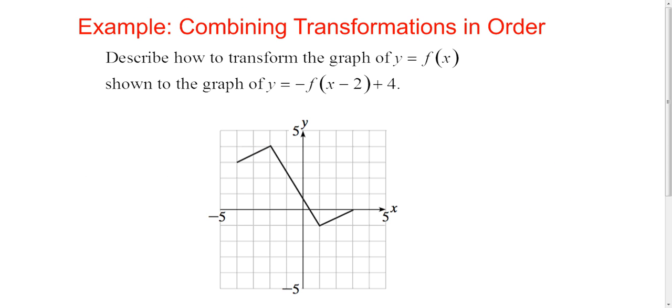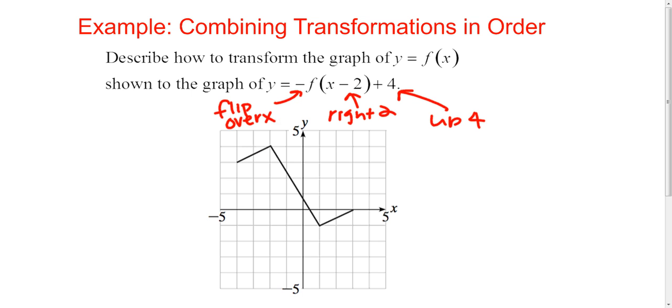In this next case, I'm giving you a function, just f of x, that's graphed right here. Then I did some things to the equation, and I want to see what happens to the graph. If you have a negative in front, it will flip it over the x-axis. This will move it right 2. And this will move it up 4.